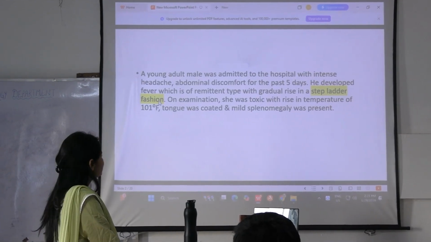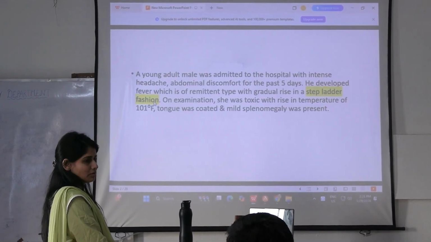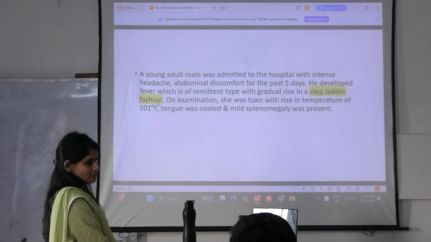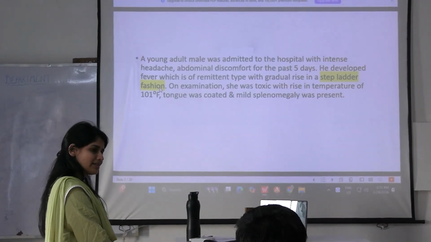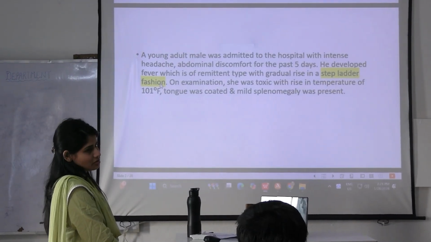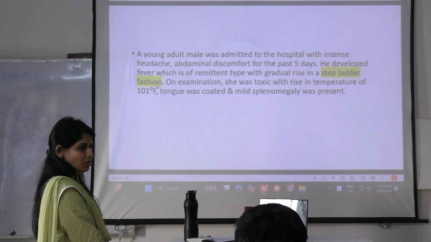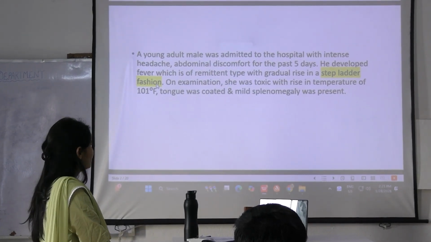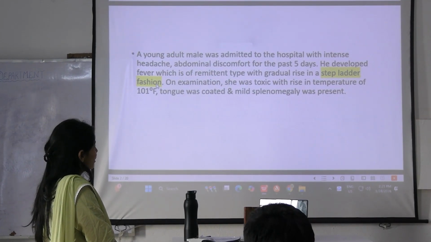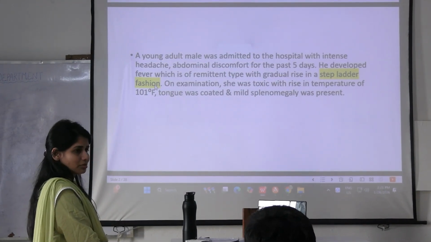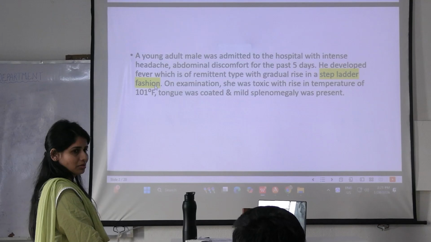Step ladder fever pattern means what? There is a rise in the temperature. The temperature decreases also, but never touches the normal temperature. Okay. So, can you give out some diagnosis? What do you think this is?